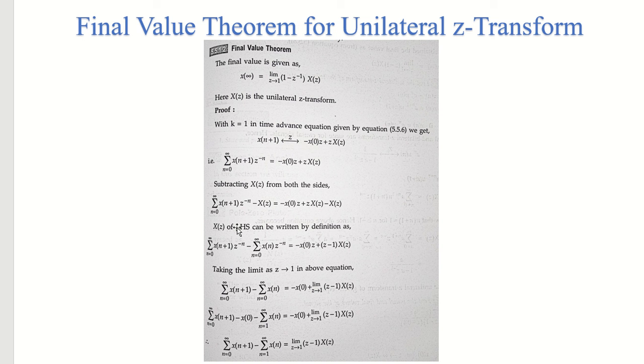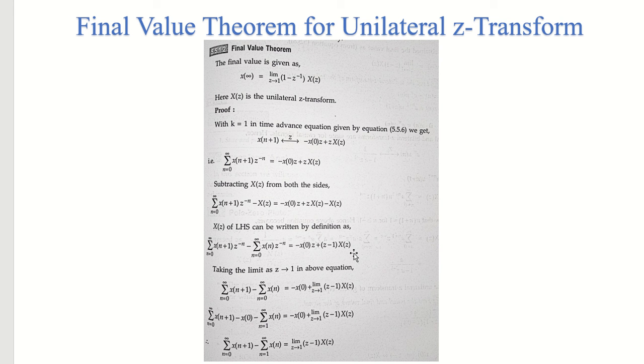Because what is the inverse Z transform of x of z? It is basically x of n. And what is the formula for x of n? It is basically this. So you can write it this way: it is basically the formula of x of n, which will again obviously be equal to minus x of 0 into z plus z into x of z minus x of z. Now you can take x of z common from both of these, so you can write z minus 1 into x of z.